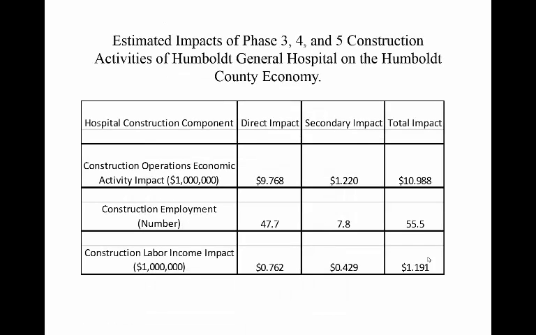Now, not only do the economic sectors from the operation have impacts, the activities of Humboldt General in phase 3 and 4 construction have impacts to the local economy. We are able to estimate within Humboldt about $9.7 million occurred locally. Totally secondary about 1.2, or of the construction activities had a total economic impact of about $11 million. Still a pretty substantial sector. 47 employees, 7.8. In other words, a total employment impact of 55 employees in Humboldt County from construction activities.